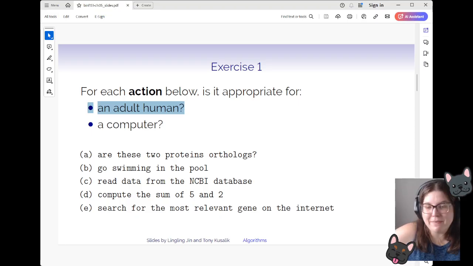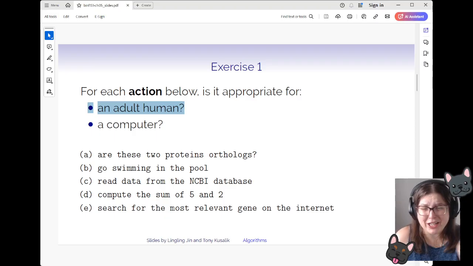Read data from the NCBI database. So for a computer, pretty reasonable. It knows what the NCBI database is, or we can provide that as an input, and it knows how to read data from that. For an adult human, the answer in the slides or in the PDF is that it's unreasonable for humans because we don't have a built-in NCBI database.